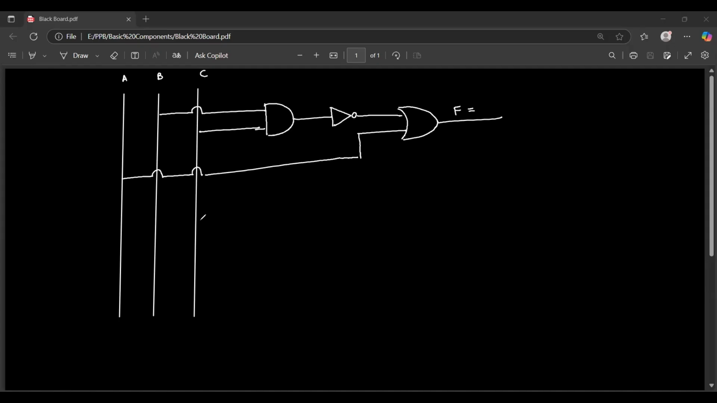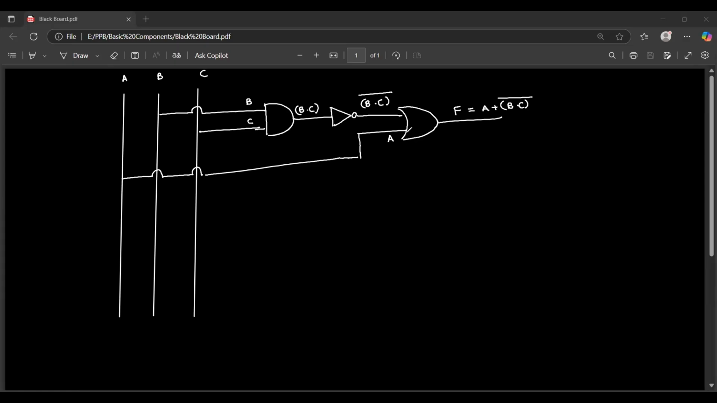Now we are going to find out what f is. So we have B here, we have C here. B and C will give us B dot C, and A is directly going here, and this is a NOT gate, which means the output is B dot C whole thing bar. So the output will be A plus B dot C whole thing bar. I know today the questions were not exactly increasing in difficulty, but that's not what I wanted to do. I just want to make you familiar with these things.